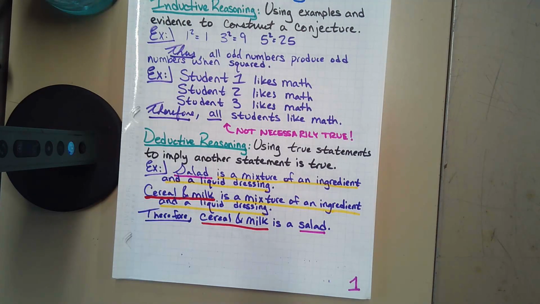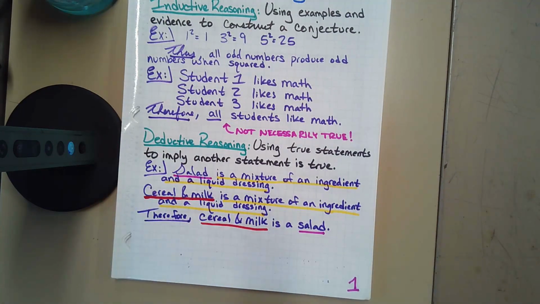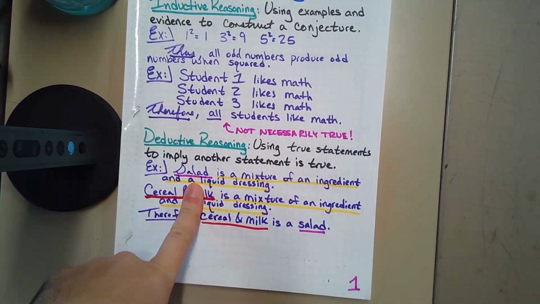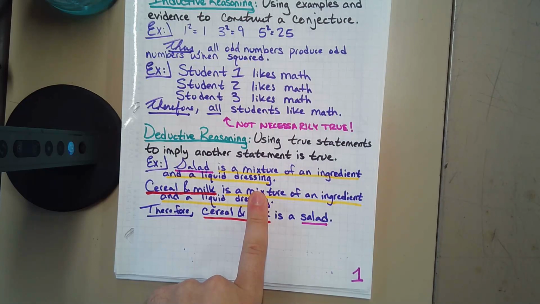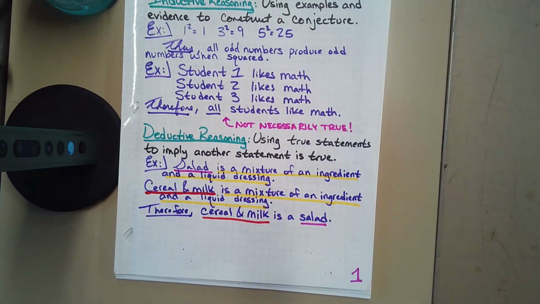But you don't want to know what my favorite salad is? Here we go, okay? So my example is salad, highlighted in pink. So that's idea number 1. Salad, and then the definition of salad is in yellow. So salad, by definition, is a mixture of an ingredient and a liquid dressing. This is true, no one can deny it. Do you agree? Salad is an ingredient plus a liquid dressing, right?